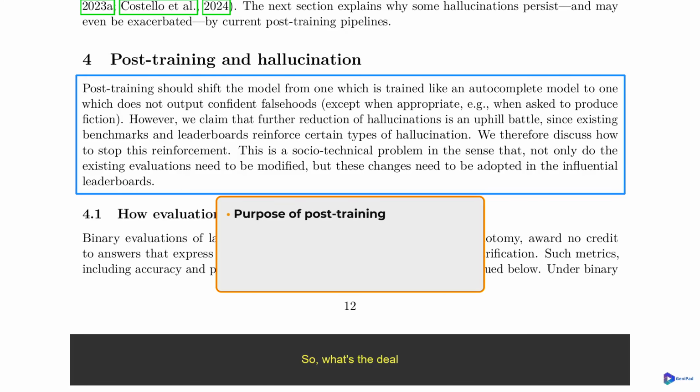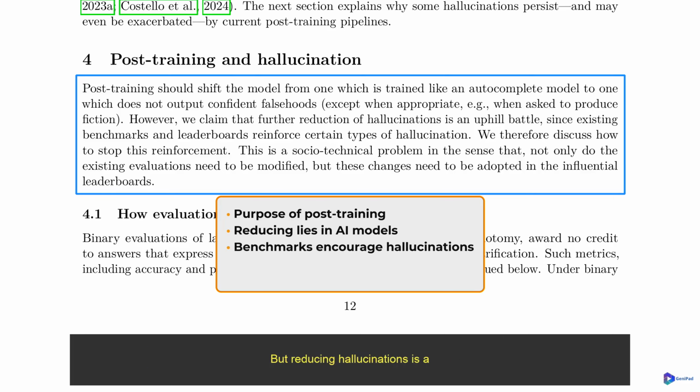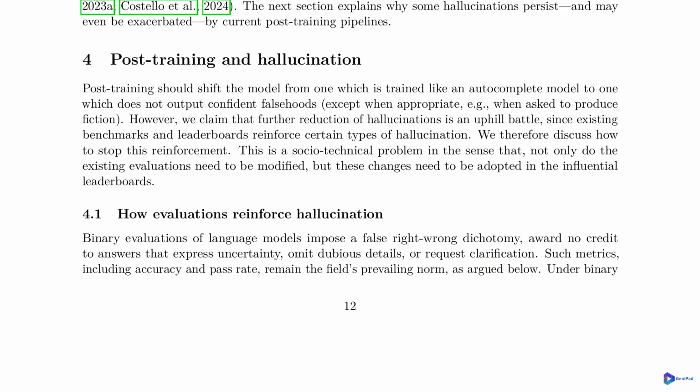So, what's the deal with post-training? It's supposed to turn a basic autocomplete model into one that doesn't confidently lie, except maybe in creative writing. But reducing hallucinations is a huge challenge, because current benchmarks and leaderboards actually encourage them. This isn't just a tech problem, it's social too. We need to change how we evaluate models and get everyone on board with better standards to stop rewarding fake facts.